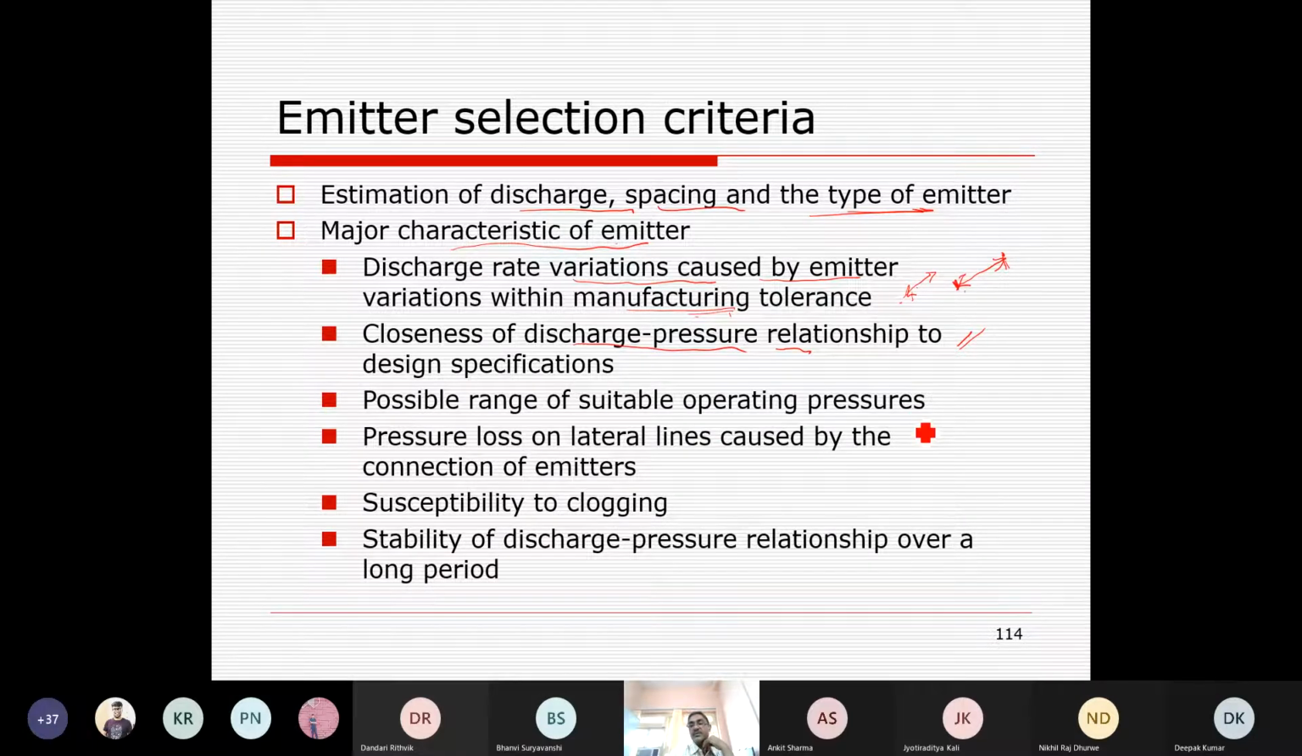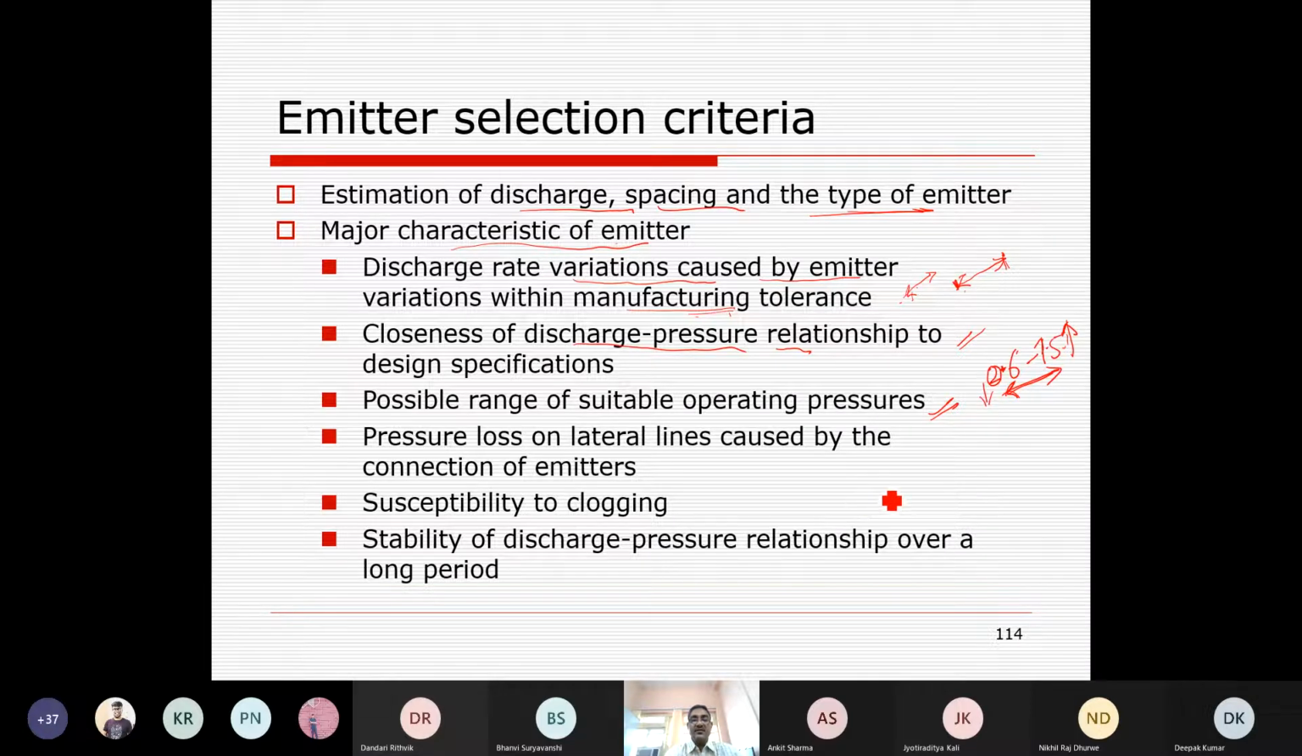Possible range of suitable operating pressure means how much. Suppose it is rated for, say, 0.6 to 1.5. That is important to know, reason being, under any condition it should not be more than 1.5 kg per centimeter square pressure. Otherwise, the results will not be satisfactory. And if the pressure in the line is reduced below 0.6, that is the minimum pressure required, water may not come from these drippers.